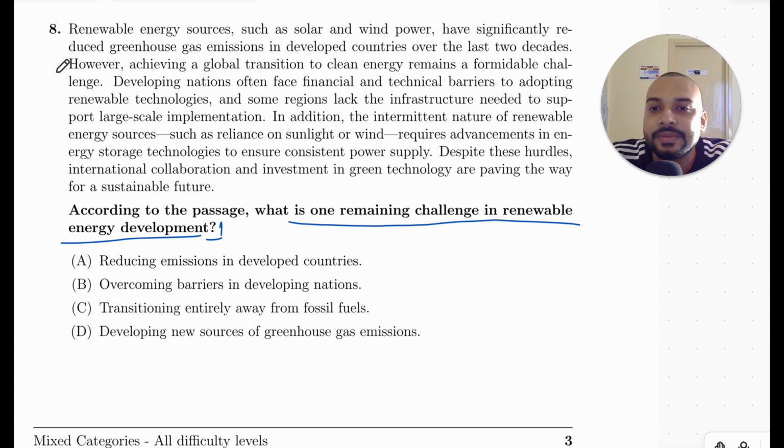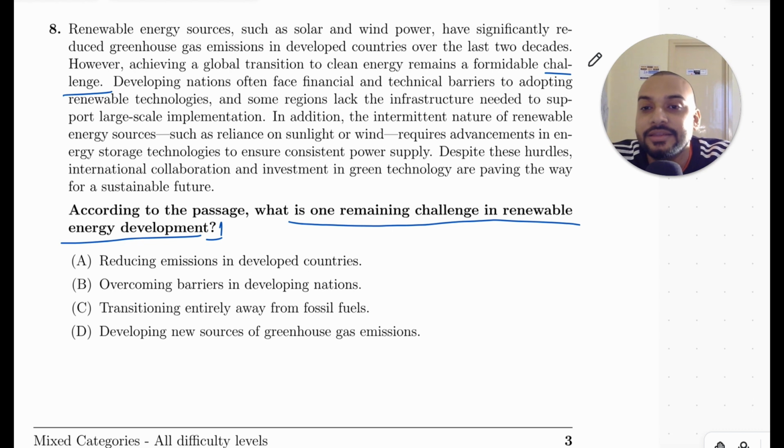Renewable energy resources such as solar and wind power have significantly reduced greenhouse gas emissions in developed countries over the last 2 decades. However, achieving a global transition to clean energy remains a formidable challenge. Okay, so they do mention a challenge here.